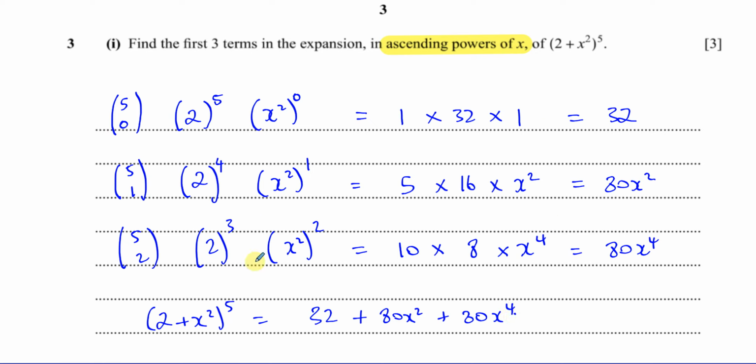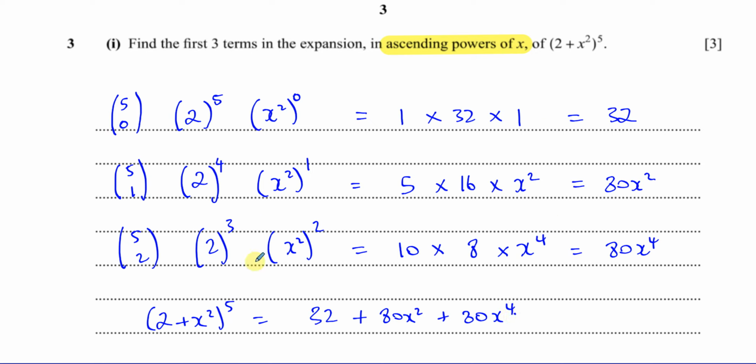Now for 3 part 2, it says hence find the coefficient of x⁴ in the expansion of (1 + x²)² times (2 + x²)⁵. Now notice when it says hence, it always means using what we've done before, and we notice that this is the same thing as what we have already expanded. So what I can do here is say this is going to be the same thing as (1 + x²)² times, and we got this, 32 + 80x² + 80x⁴.